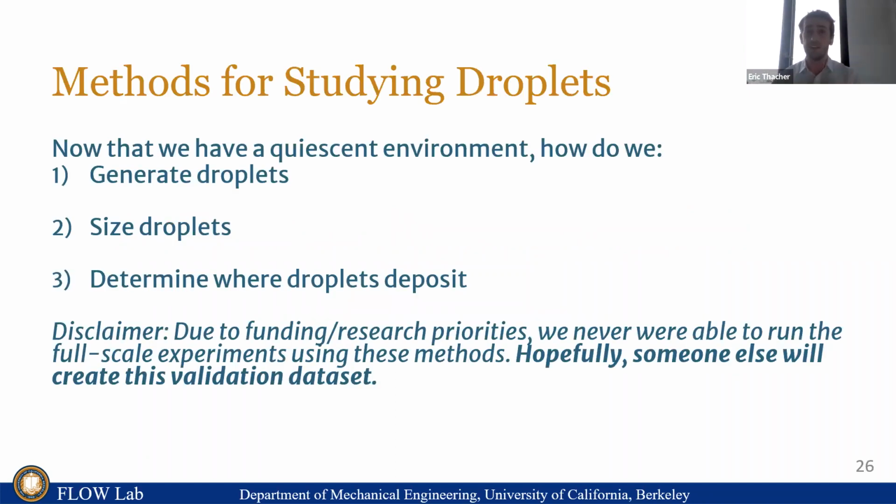And basically this involved 3 key steps. So essentially, how do you generate the droplets? How do you size the droplets that you generate, because obviously that's a really important factor? And then how do you determine where they end up?